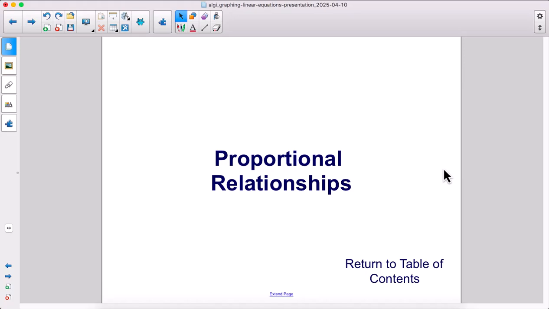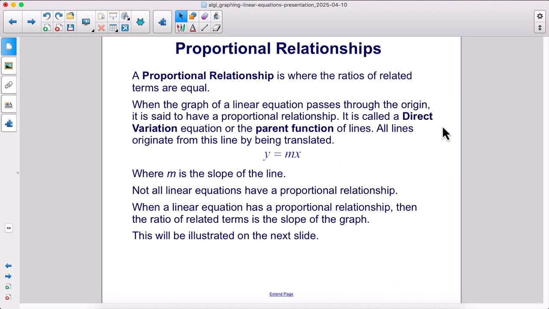Proportional relationships. A proportional relationship is where the ratios of related terms are equal. When the graph of a linear equation passes through the origin, it is said to have a proportional relationship. It's called a direct variation equation or the parent function of lines. All lines originate from this line by being translated: y equals mx, where m is the slope of the line.